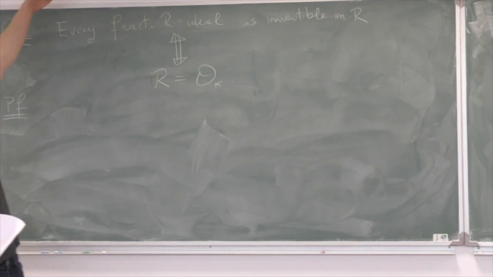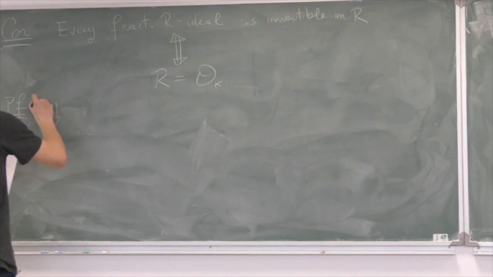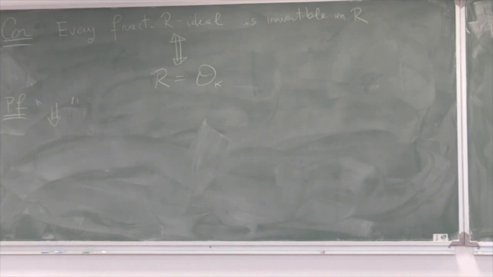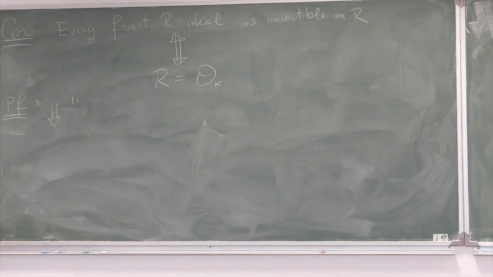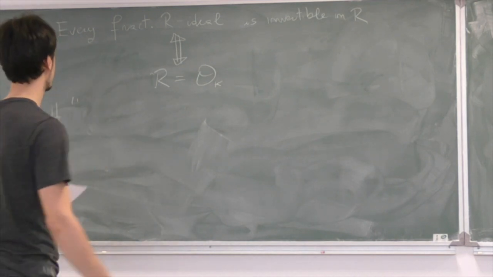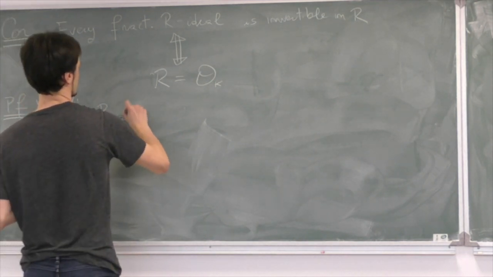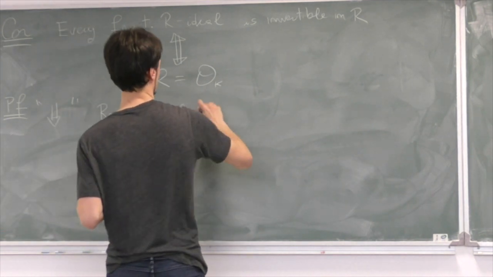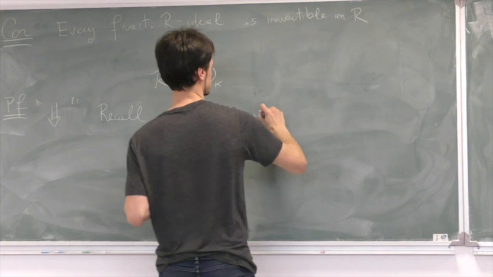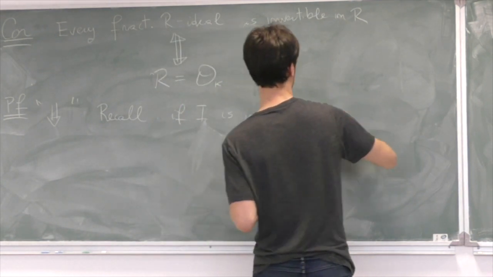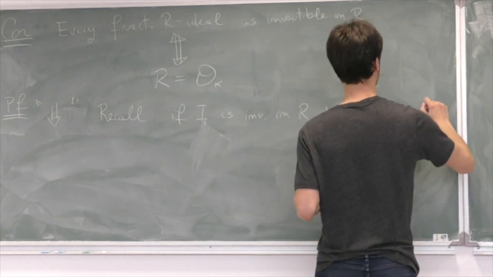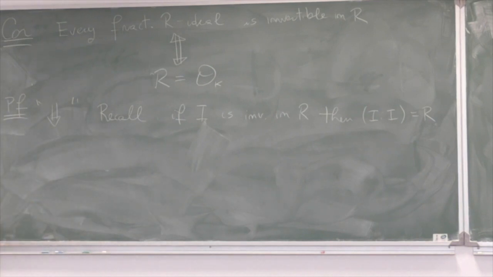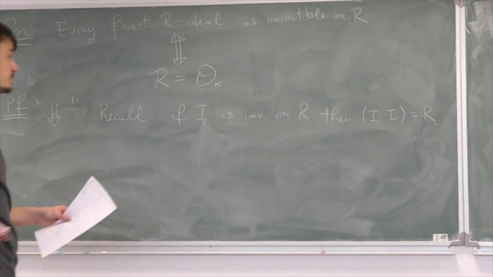So I'm first going to do the direction from top to bottom. We assume that every fractional ideal is invertible. We have seen in our lemma before in the course that if an ideal I is invertible, then the multiplicator ring of I is equal to the order itself. So if it is invertible in R, then (I : I) is equal to R. All right, we apply it to a special ideal.